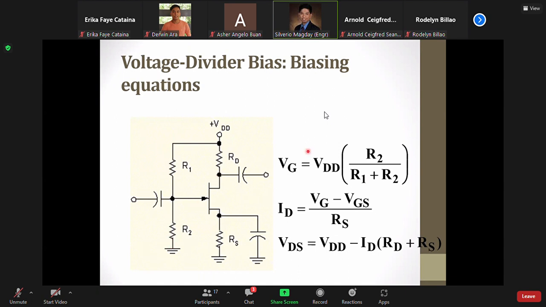Pag nakuha natin yung VG, so we have now your VG minus your VGS, gate to source, parang ito yung VBE din, VGS yan. And then, minus your IDRS. Tapos dito yung VDS naman, KVL lang along this drain to source loop.